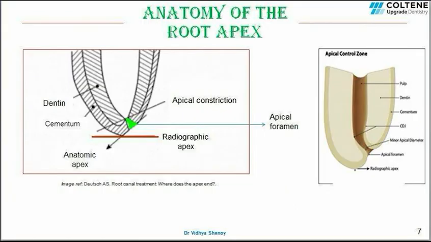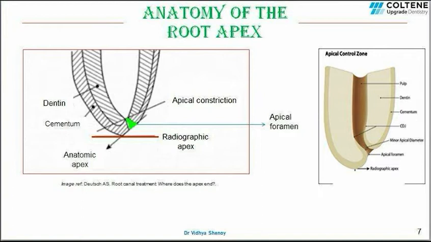This is a diagram showing root apex of a tooth. So to fully appreciate the concept of working length, an understanding of the apical anatomy is required. There are three distinct aspects of root apex we must appreciate. First one is the anatomic apex or tooth apex. Second one is the apical foramen or major foramen. Third one is the apical constriction, also known as minor foramen.